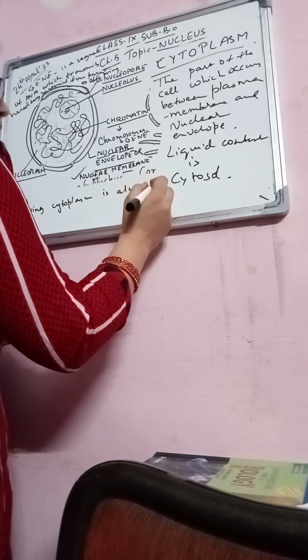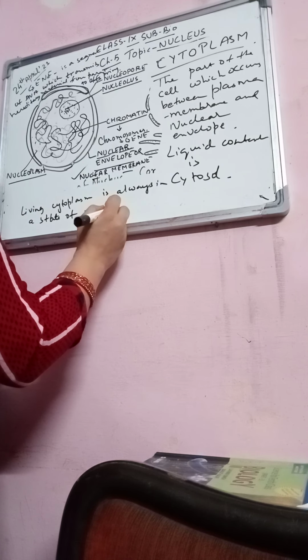Glycolysis. Second function: the cytoplasm acts as a store of vital chemicals. Amino acids, glucose or vitamins, these vital chemicals are formed here. And the third function of the cytoplasm: living cytoplasm is always in a state of movement, right? This is number three.